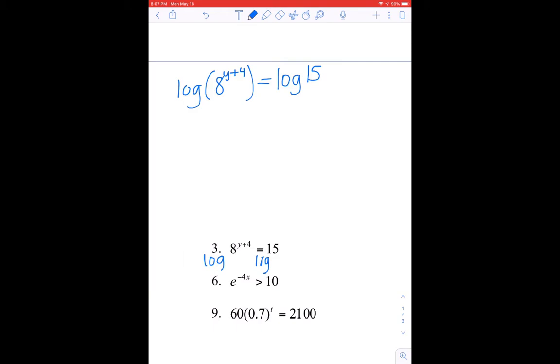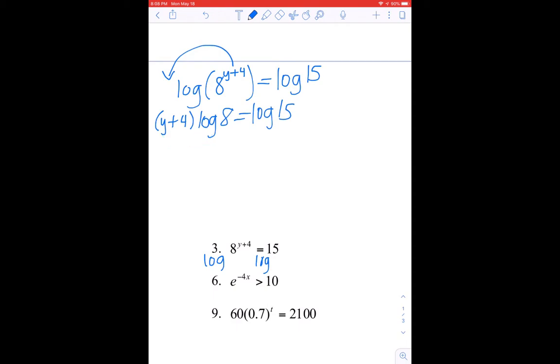And then as soon as you have this in log form, you know that the exponent can be pulled out to the front. So I'm going to rewrite this as y plus 4, and that's exactly what we want. We want the exponent in front so that now it's not an exponent anymore, and now we can solve for that y.